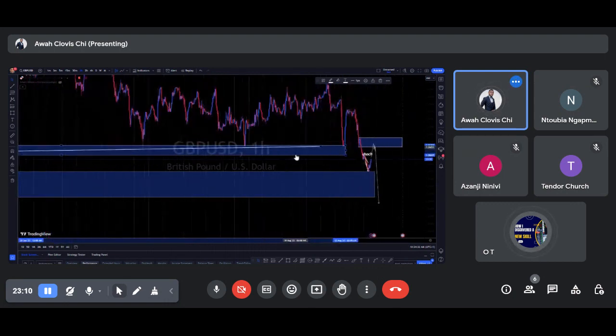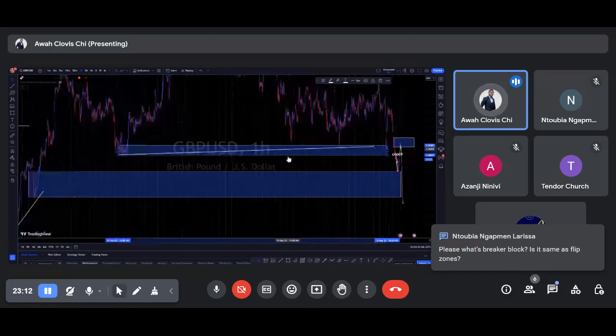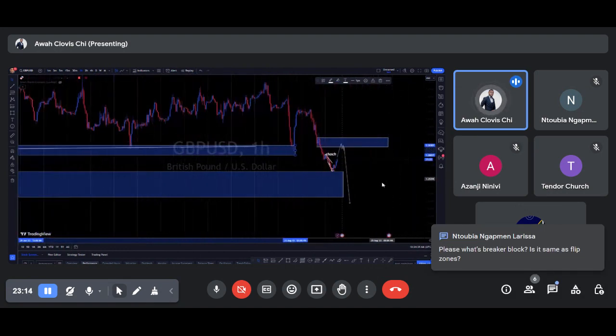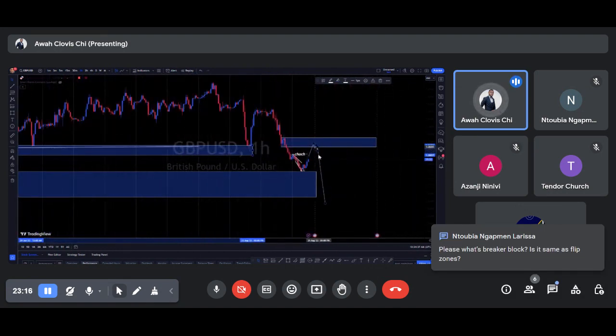Yeah, it's a strong level for the market to just break. So I think the market might respect this level and then continue down.